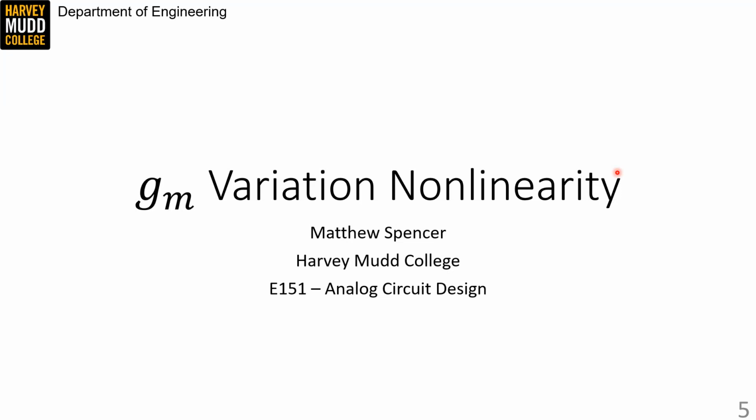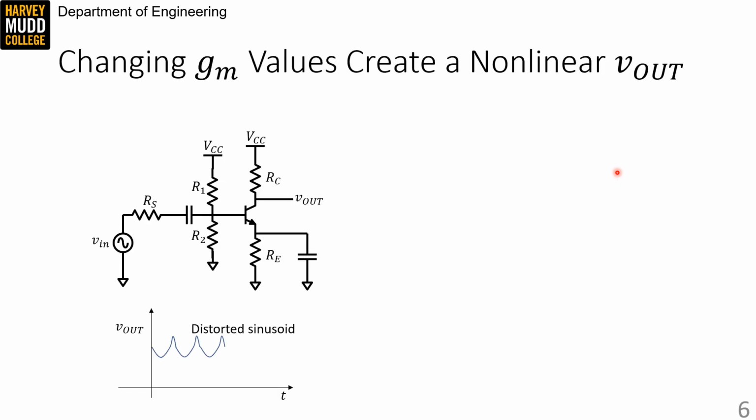In this video we're going to observe another effect that can cause a nonlinear response, which is that gm often changes during the operation of a common emitter amplifier. You can see a cartoon depicting another nonlinear output from a common emitter amplifier at the bottom of this page.